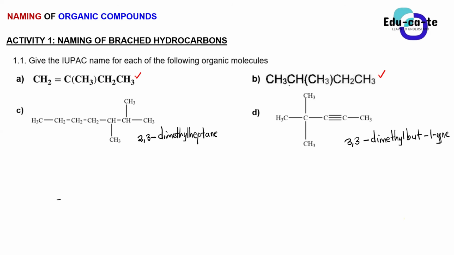Okay, yes, Sam? I found 4,4-dimethylpent-2-yne. So Sam found 4,4-dimethyl, and you find pent. Pent what? 2, dash.